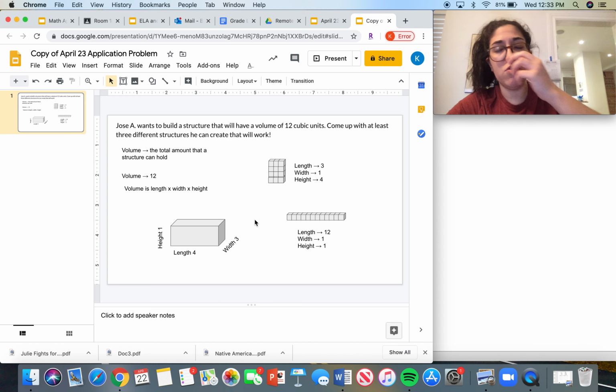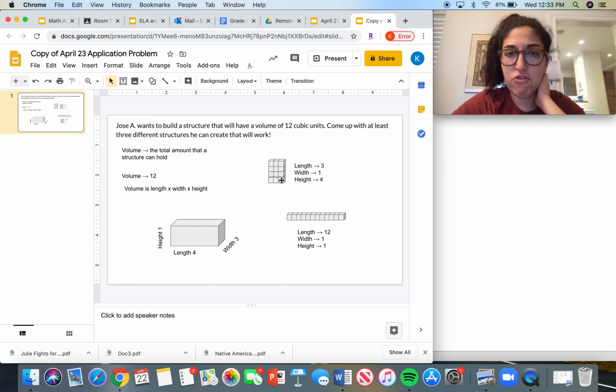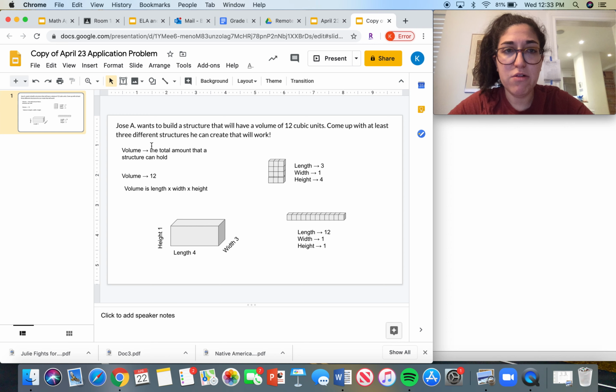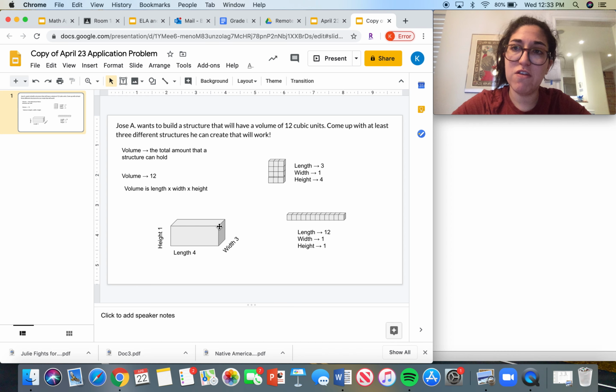So there's 2 ways that you can do this. You can either draw out your individual cubes, or you can just draw one large structure and label your height, width, and length. But either way, what you're looking for is for your volume, which is length times width times height, to equal 12. So you need to make sure after you've done it, whatever it is, that your volume is 12. And since it's 3 different structures, you can't have 3 that look just like this, or just like this, or just like this. You need 3 with different dimensions. Their volume, however, needs to stay the same.